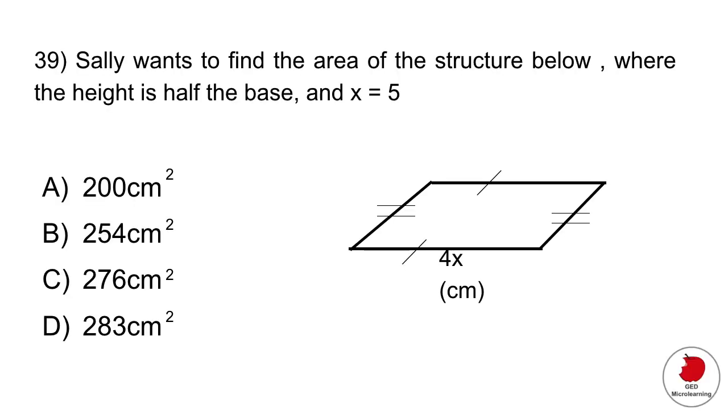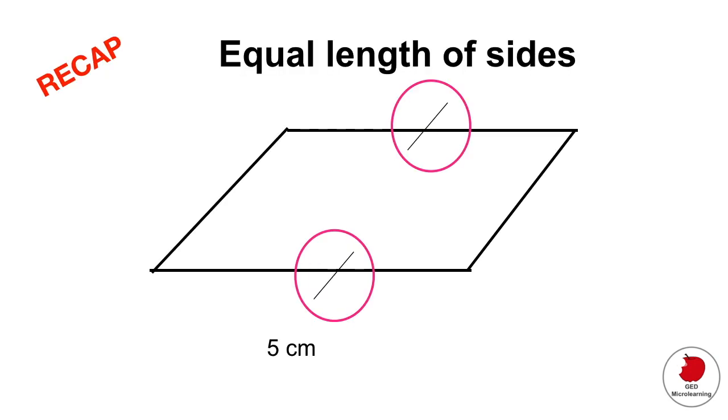All right, question 39. So Sally wants to find the area of the structure below, where the height is half of the base, and x is equal to 5. Okay, so just before we start, a recap of a few things. Whenever you see signs like this, it is telling you that these sides are equal. Okay, so if they're telling us that this side, the one at the bottom, is 5, or x is equal to 5, then the top side will also be equal to 5.